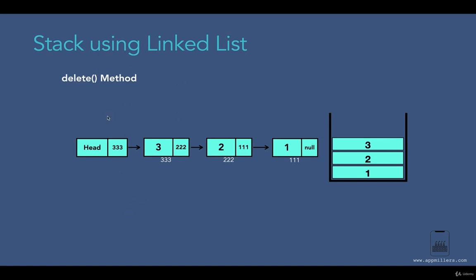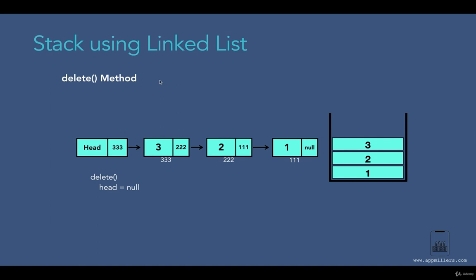Now the next operation is delete method. Now we know that delete method in stack is responsible for deleting the stack from the memory. If we want to delete the stack from the memory in case of linked list, all we have to do is set head reference to null. So if we set head reference to null, all elements become eligible for garbage collection, so garbage collector will come and destroy these elements from the memory.